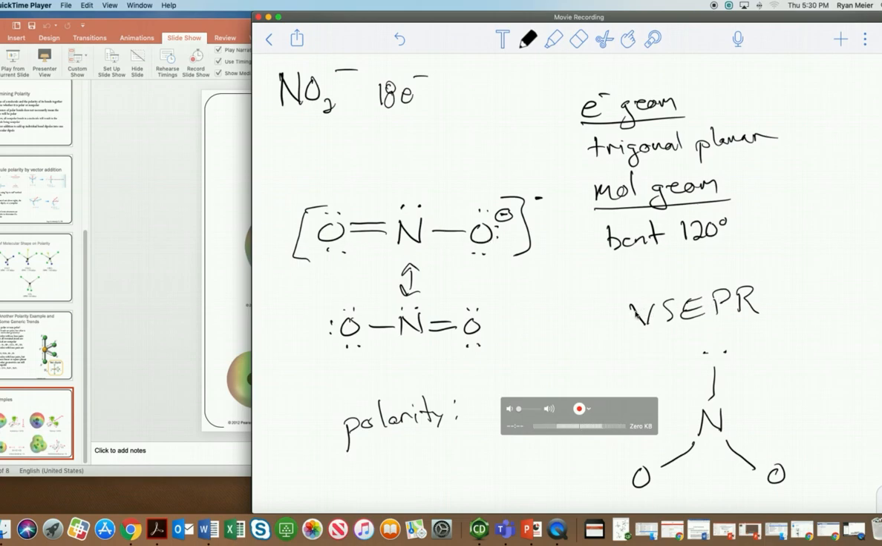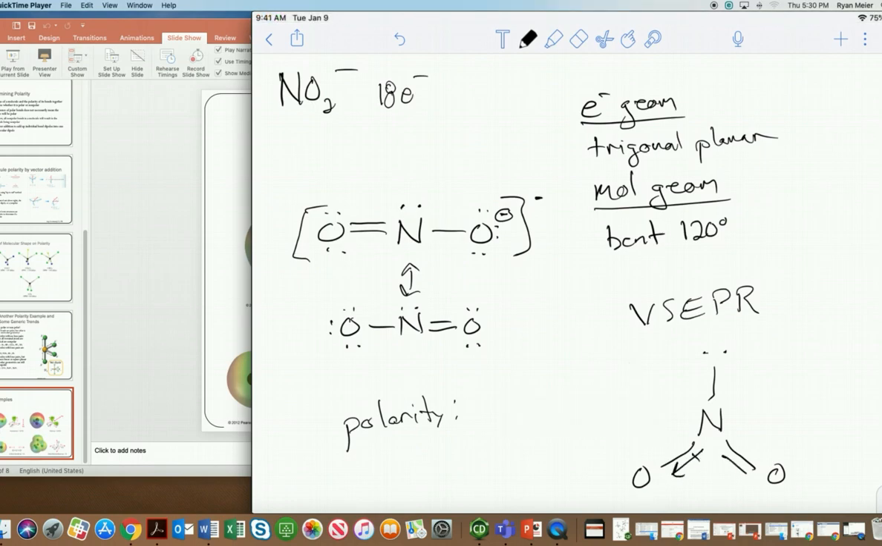And this is why the VSEPR sketch is important, because this molecule is not linear, right? We said in the molecular geometry over here it's bent. That's why we drew it like this for our VSEPR sketch. So that makes it a lot easier to tell for our two dipoles, right? They should be pointing towards the oxygens.